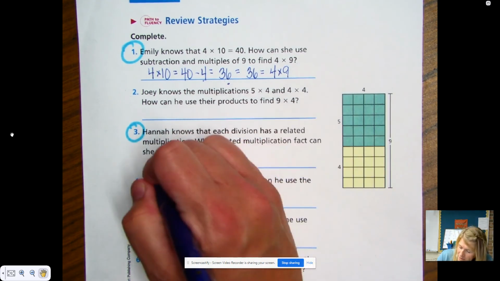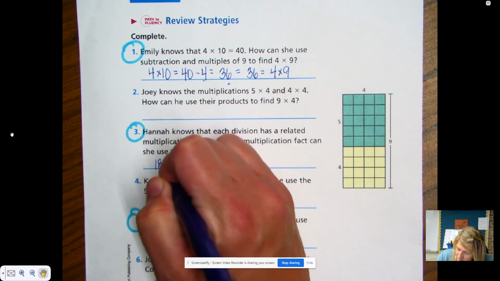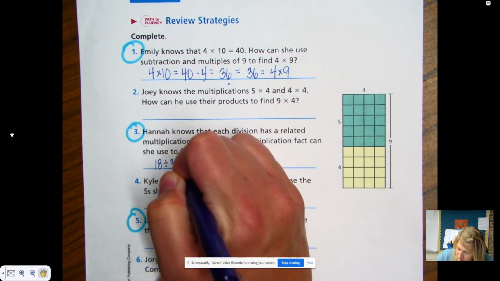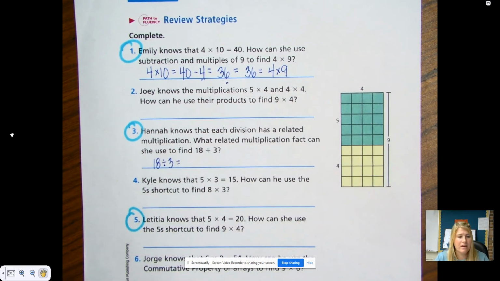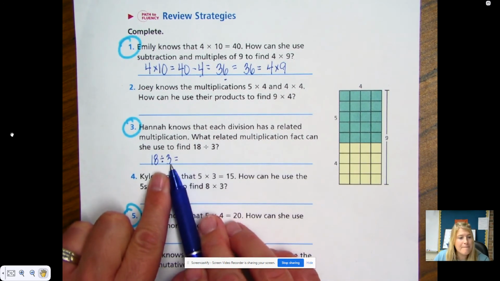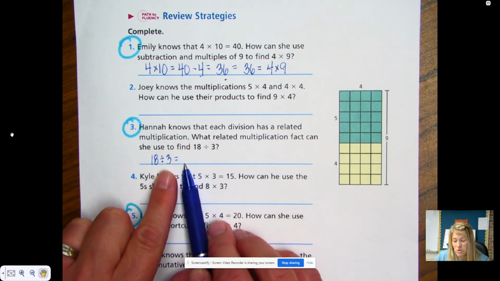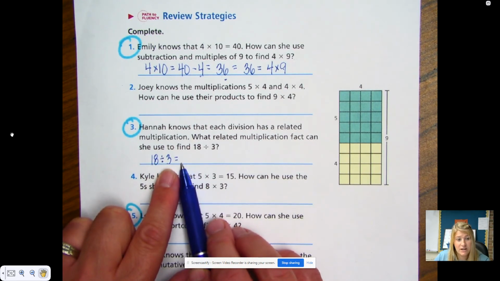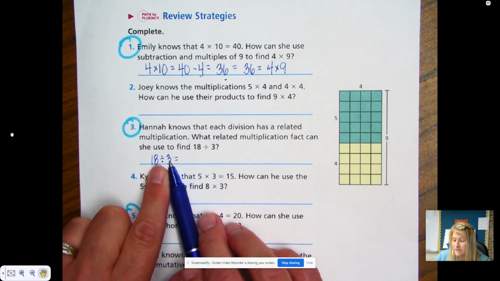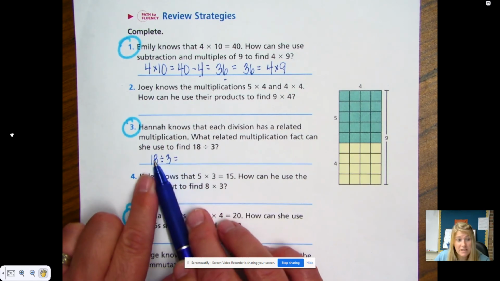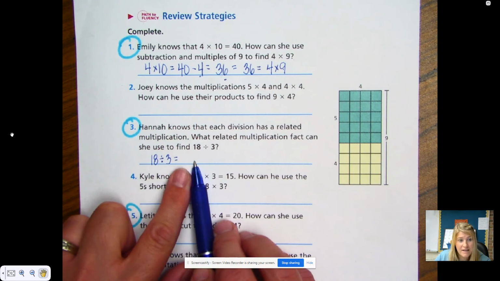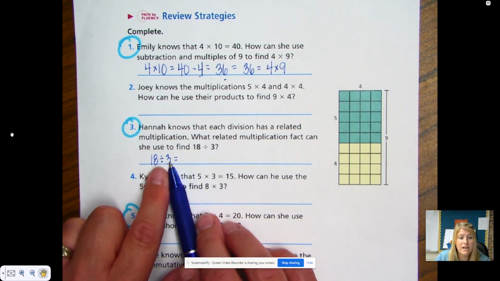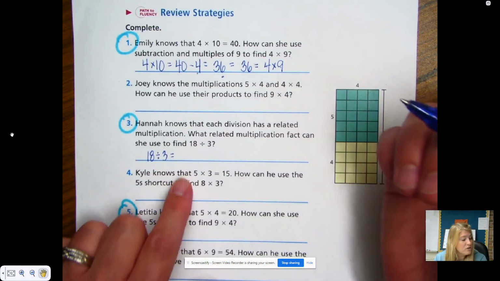Well, I'm going to write down 18 divided by 3. And I'm going to have a think. To solve this in multiplication, I know that in division, if I multiply my divisor and my quotient together, it will equal my dividend. So I'm going to use that information to know that I can use multiplication to solve division. So it would look like this.